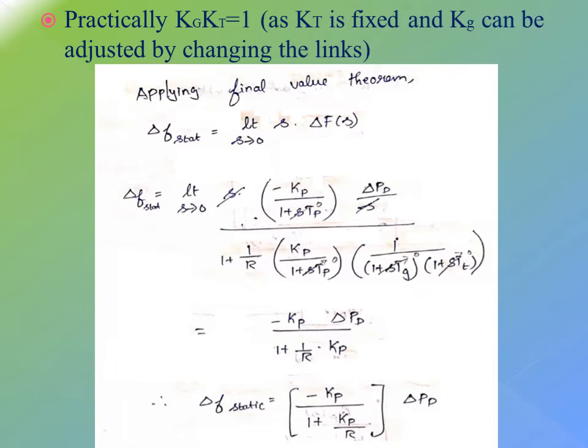One more thing: we are going to take our KG KT value as equal to 1, because your KT value is fixed. The turbine constant is fixed and your KG value can be adjusted with the help of the links.